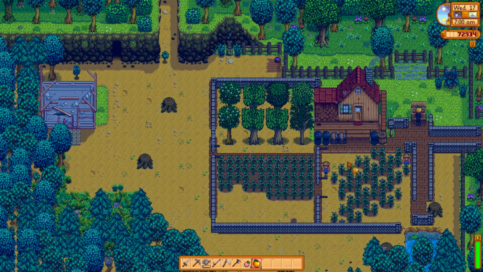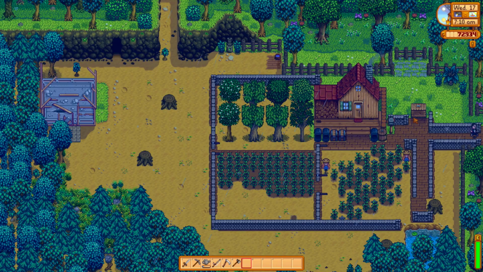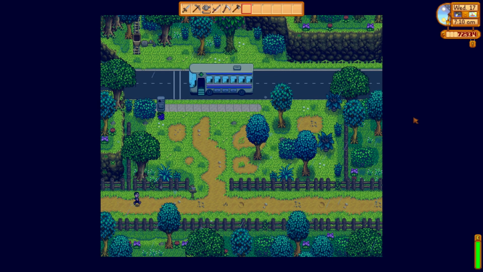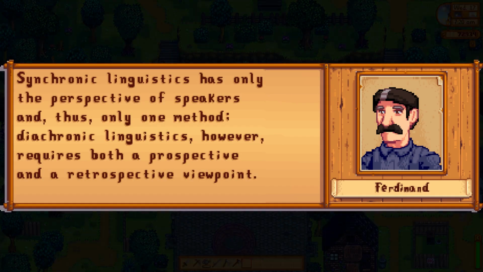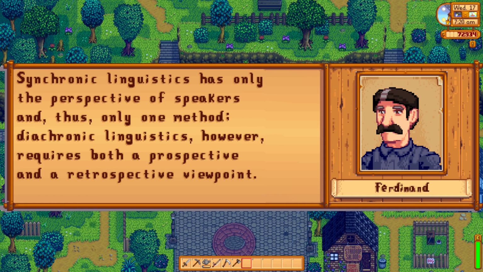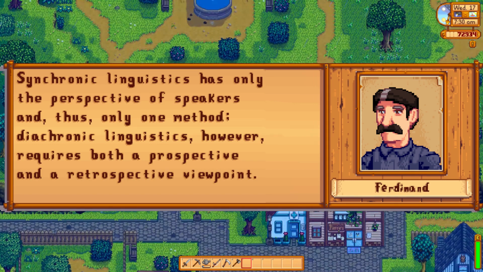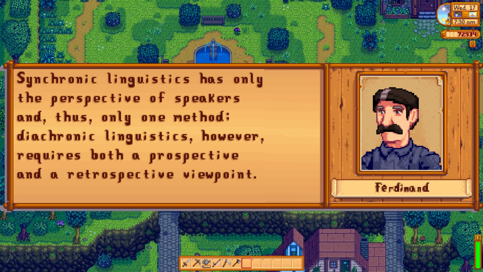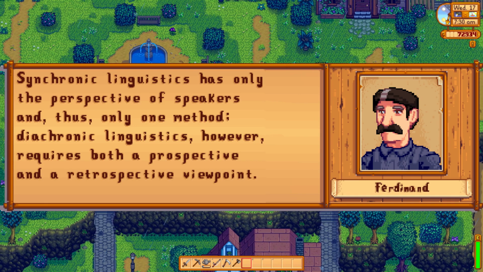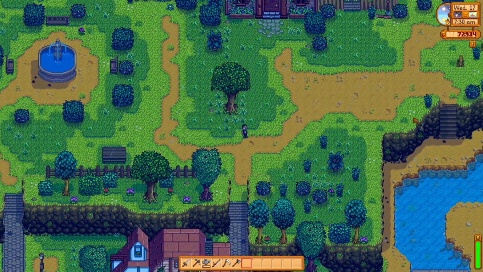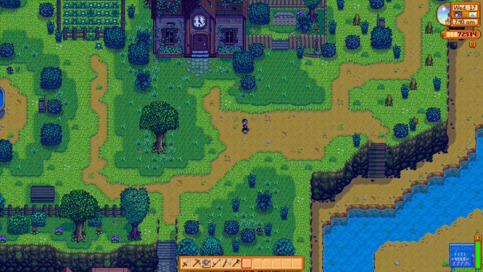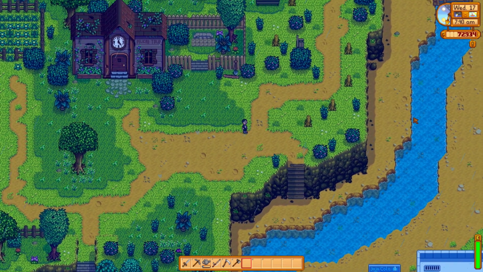He starts out by laying out a distinction between synchronic linguistics, dealing with meaning, grammar, and specific points in a language's evolution, and diachronic linguistics, the study of a language's evolution. In his words, synchronic linguistics has only the perspective of speakers, and thus only one method. Diachronic linguistics, however, requires both a prospective and a retrospective viewpoint. The prospective method follows the actual course of events, simply concerning itself with examining available documents.